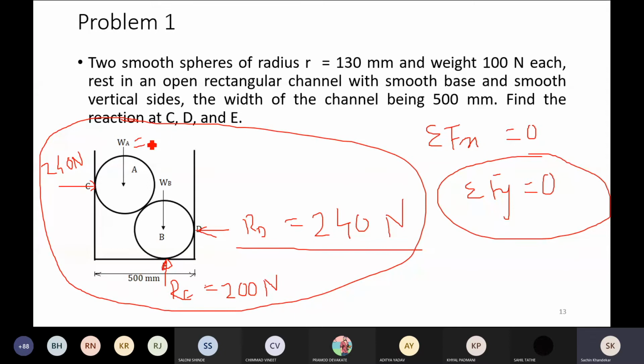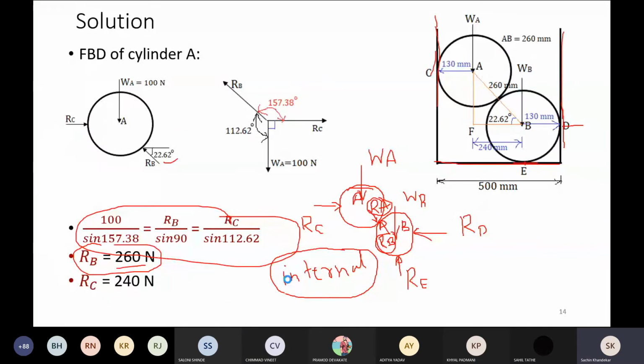So we know here WA is 100 Newton, WB is also 100 Newton. So these are downward. Total downward force is 100 plus 100, 200. And total upward force is 200 Newton force, and they get cancelled. Alright. Total downward force 200, total upward force is 200. Got my point? Okay. So this is very important.